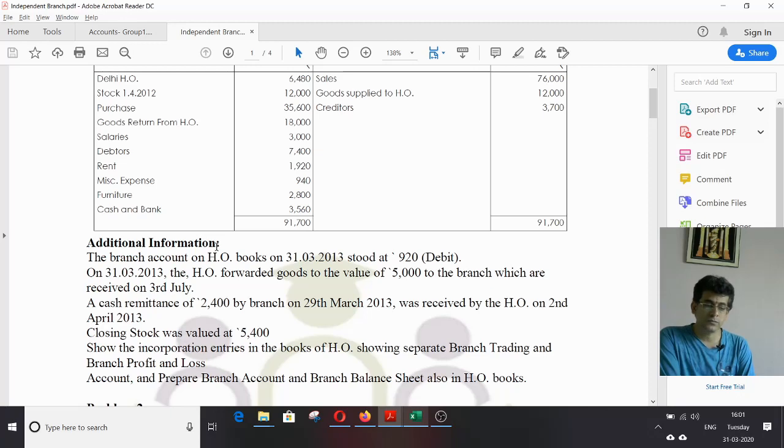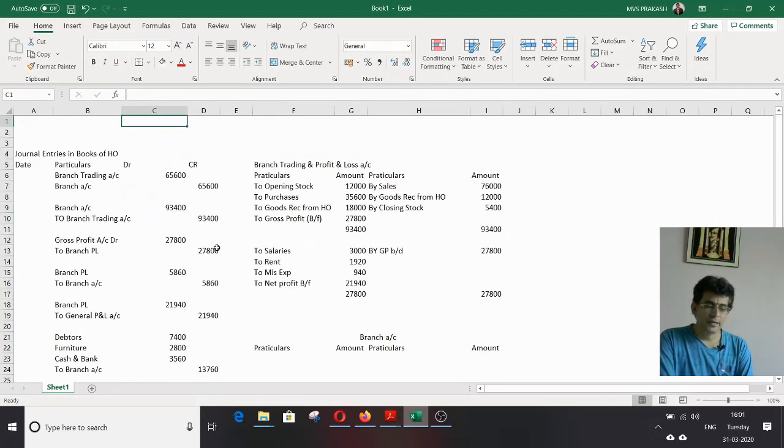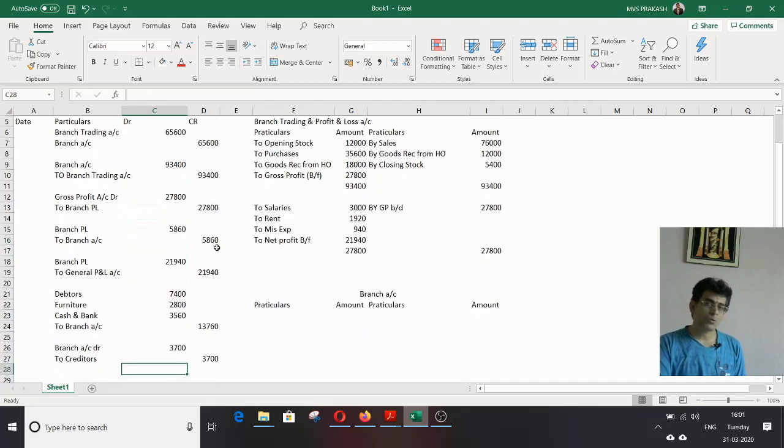Right now, let us see what is the amount. 3,700. Okay, what you do, quickly take up the entry part and prepare the profit and loss account and balance sheet. Then we'll go and close the branch account as well as the balance sheet. With that, first problem is set to be completed. So just quickly take a note.